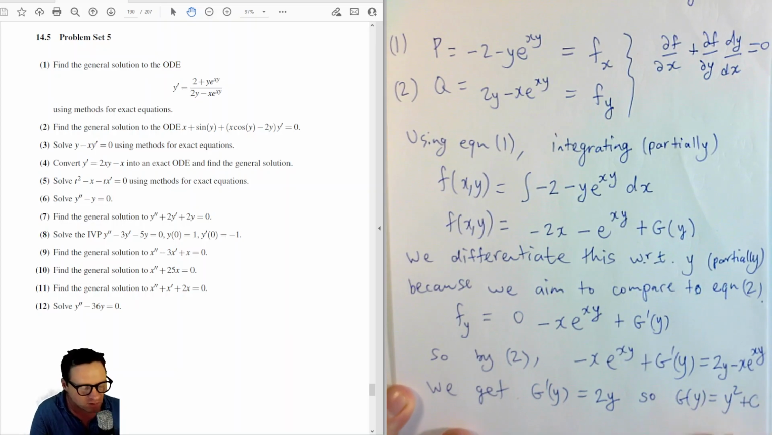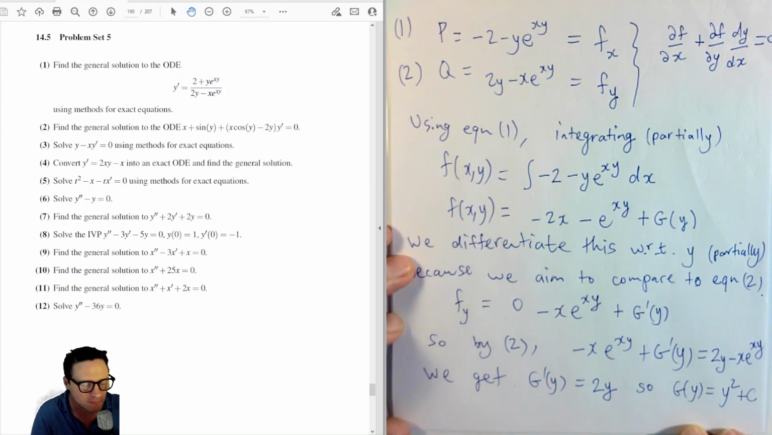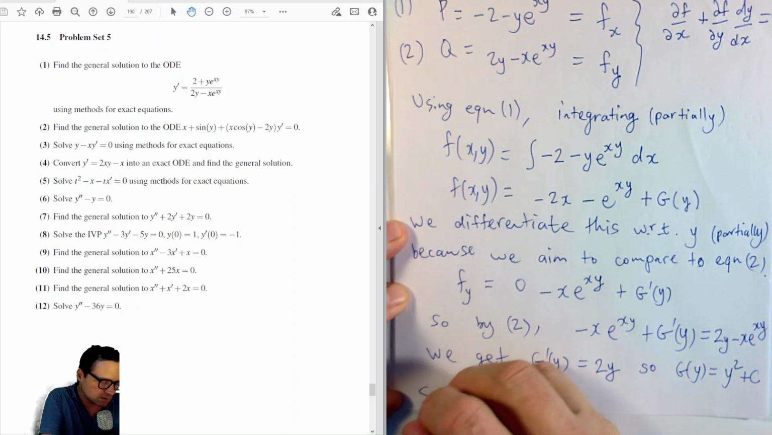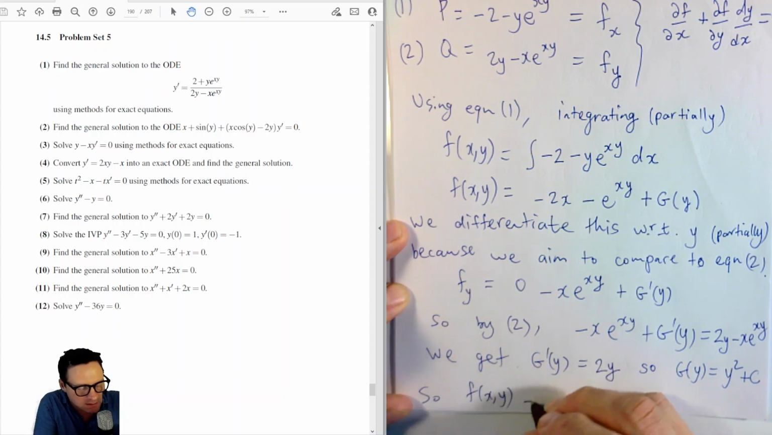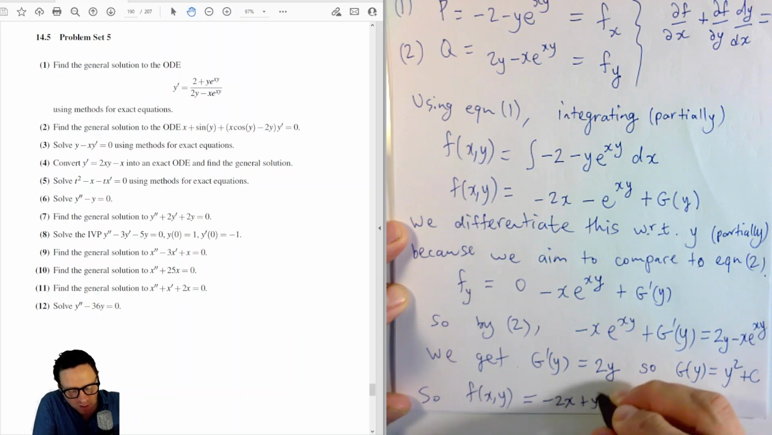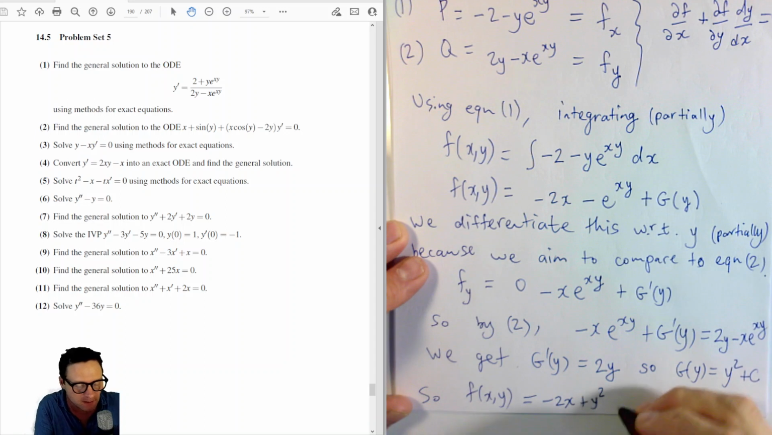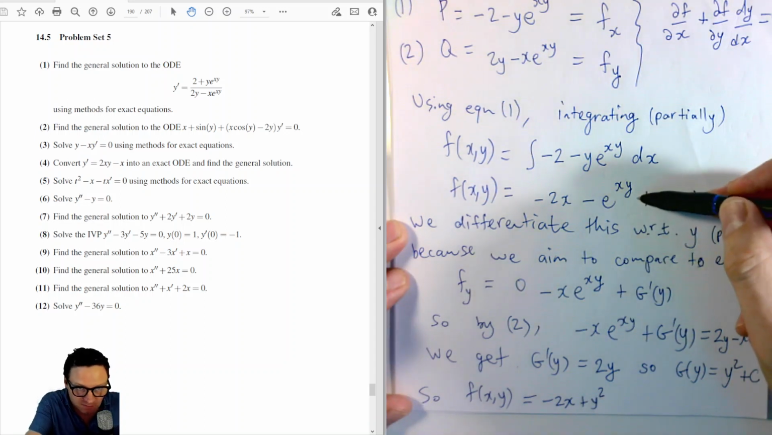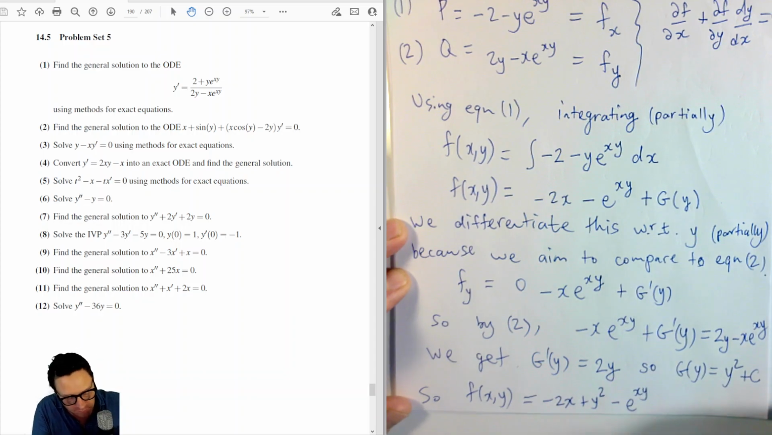Okay, and so now we have all the information we need to construct the function lowercase f. So f of x, y is equal to minus 2x. And then we have, let's write our g next. So plus y squared, we'll leave that c to put on the right hand side, but it'll be a different c. Okay, next let's write this. So minus e to the xy. And then we have a plus c, right?